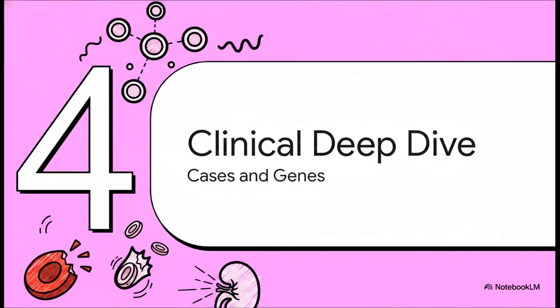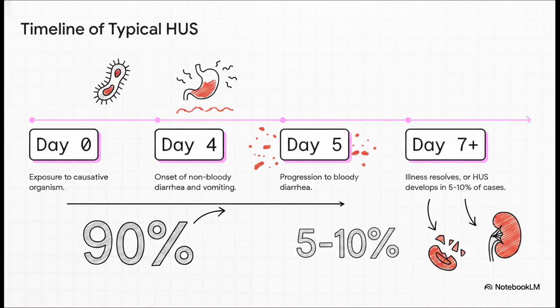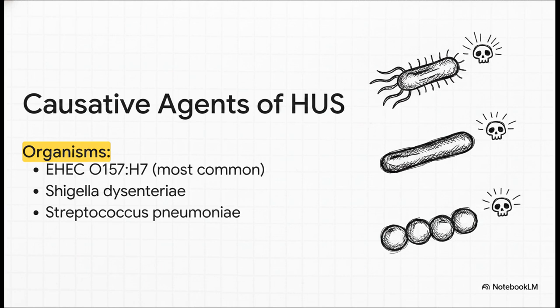All right, let's dive into some of the specific clinical details. We'll start with the classic presentation of typical HUS. This timeline is highly characteristic. HUS typically develops as a post-infectious complication right after that initial diarrheal phase. So you have the exposure, the GI illness, and then for about 5 to 10% of cases, just as the GI part seems to be resolving, HUS kicks in. And the cause? Well, the vast majority of typical HUS cases are caused by toxins, usually produced by E. coli O157:H7 and Shigella species.